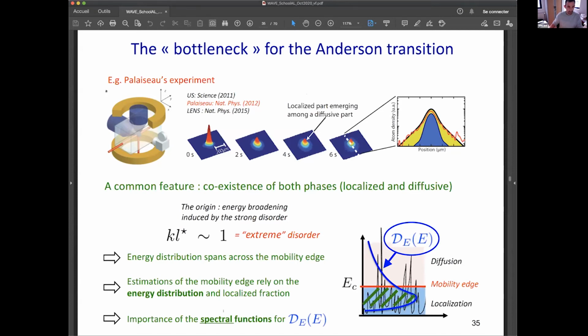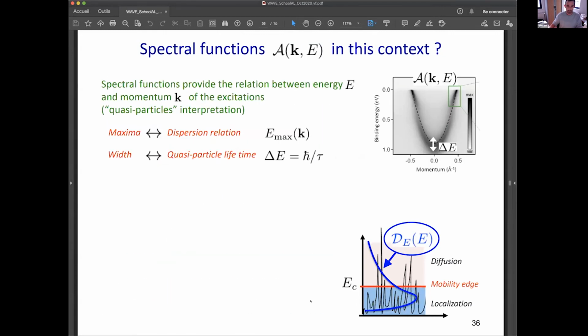So let me introduce what the spectral function is. A little bit of digression. The spectral function is something which is very general in physics. It's just the function that provides the relation between the energy of a particle and its momentum for an excitation in the system. So the idea is to look at this excitation in terms of a quasi-particle interpretation. And for instance, the maximum of this spectral function is referred to as the dispersion relation.